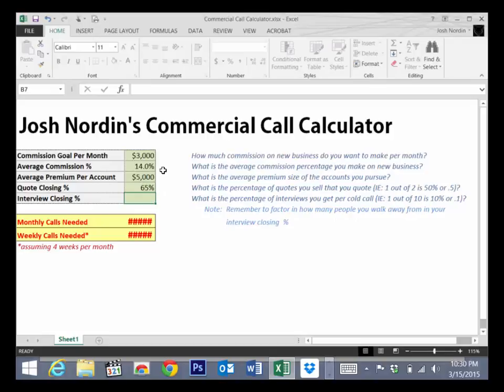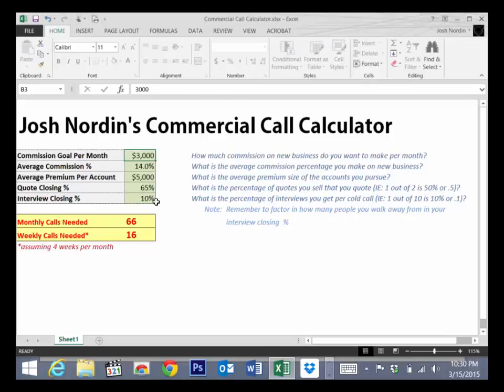And your interview closing ratio. How many people do you need to talk to and do that initial step in the door before they're willing to let you actually get an interview and get a quote? Let's say that 1 out of every 10 people that you walk into with your business card or flyer and say, can I have an interview with you? Can I get a quote? Let's say 1 out of 10 say yes, which is 10%.